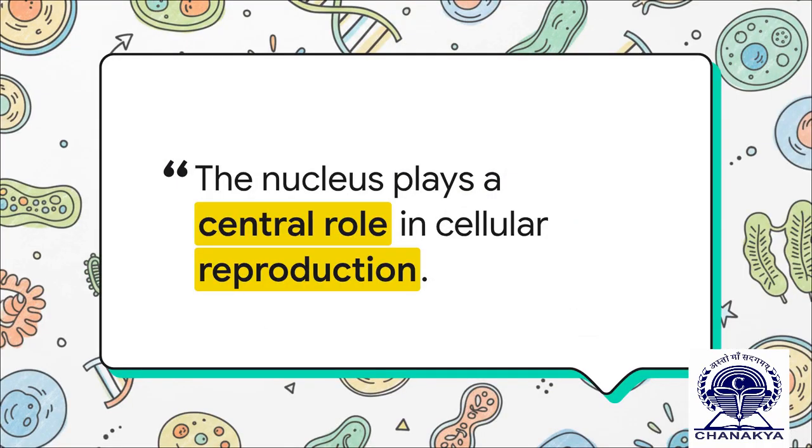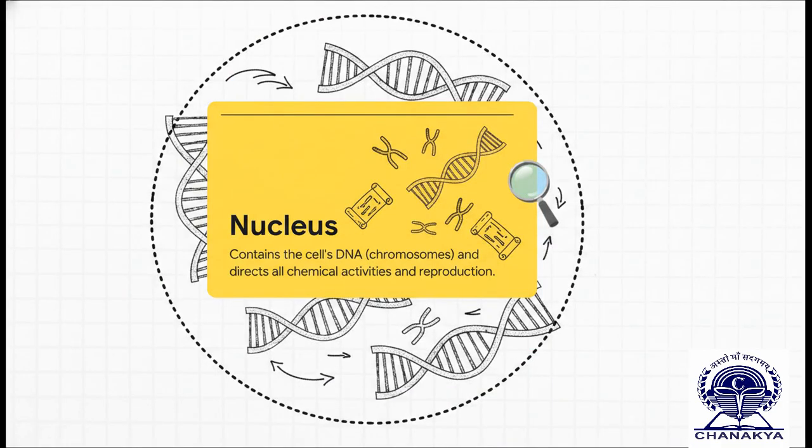Well, we have to go to the heart of the city, the main headquarters, the command center. And that is the nucleus. Think of it as City Hall. It holds the entire library of blueprints for the city. That's the DNA, all neatly packaged into chromosomes. And from this central office, the nucleus directs every single activity in the cell, from its day-to-day work all the way to making new cells.